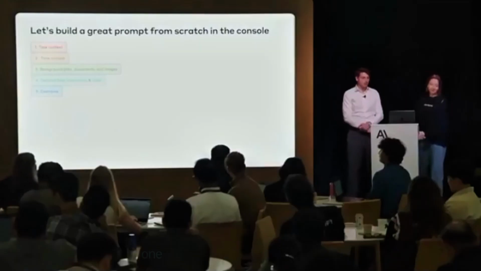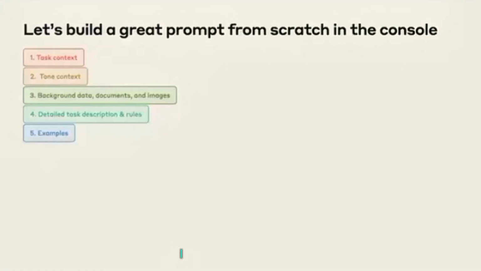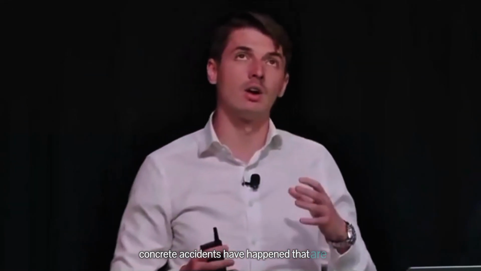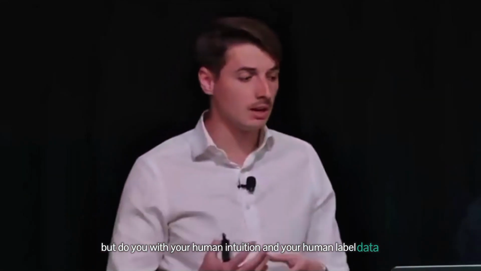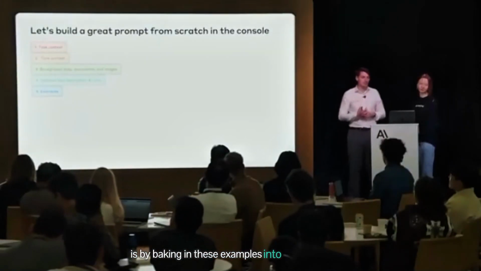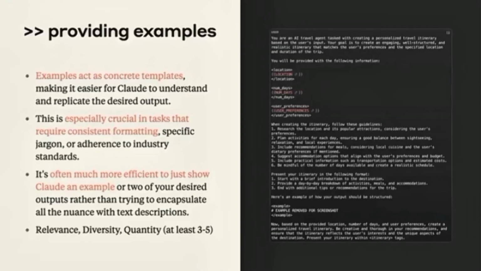Exactly. I think one thing that we really highlight is examples. I think examples, or few shot, is a mechanism that really is powerful in steering Claude. So imagine you have scenarios, situations, even in this case, concrete accidents that have happened that are tricky for Claude to get right, but you, with your human intuition and your human label data, are able to get to the right conclusion. And then on top of that, you can push the limits of your LLM application by baking in these examples into the system prompt.